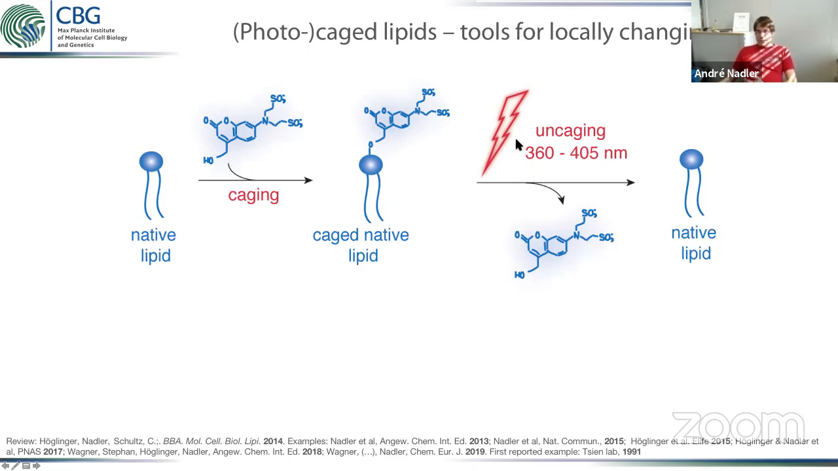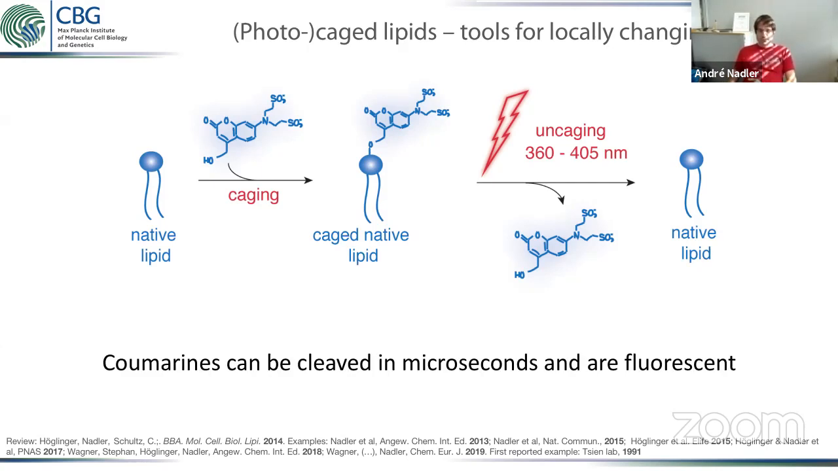Once you have it in the cell, you apply a flash of light. This removes the caging group and gives you back the native lipid species. The result of this process is a stepwise increase, in the millisecond range, of the lipid concentration in your membrane of choice. There's another thing. These coumarin groups are fluorescent, and that means that you can easily monitor where your precursor molecules are.